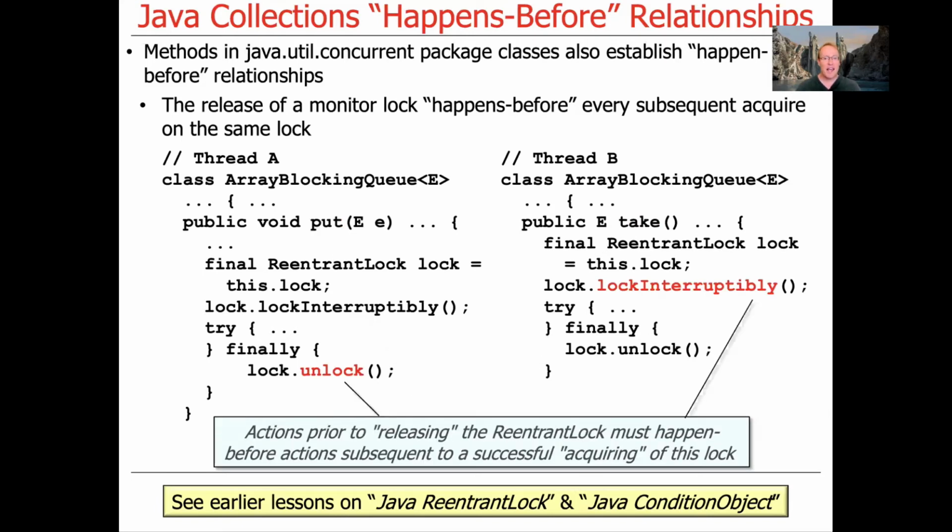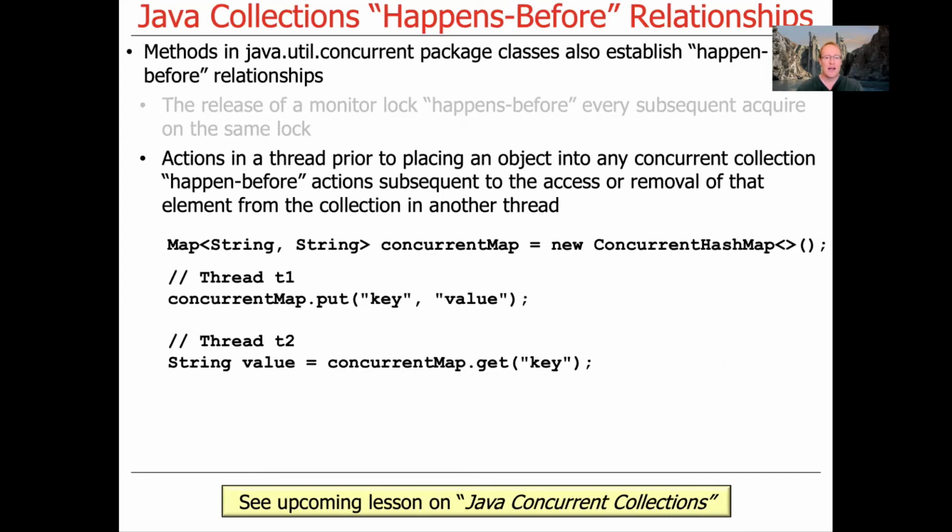You can see here that any actions that occur prior to releasing the reentrant lock, in other words, updating the state that is necessary to put an item into the array blocking queue, must happen before and thus be visible to anything that occurs after thread B successfully acquires the lock. Of course, they're coordinating by having a shared reentrant lock, and thread A and thread B are sharing that lock. They're also sharing a couple of condition objects as well. And the things that are done within the put method in thread A must be properly consistent and published, if you will, to other threads like thread B when it acquires a lock and then goes to access that shared mutable state.